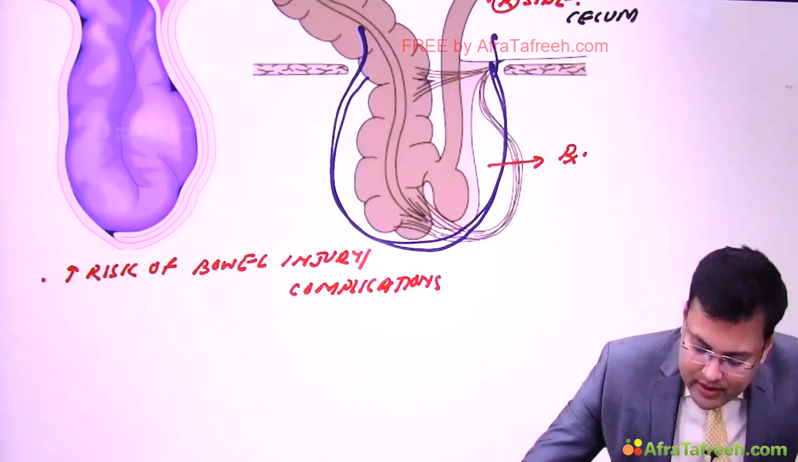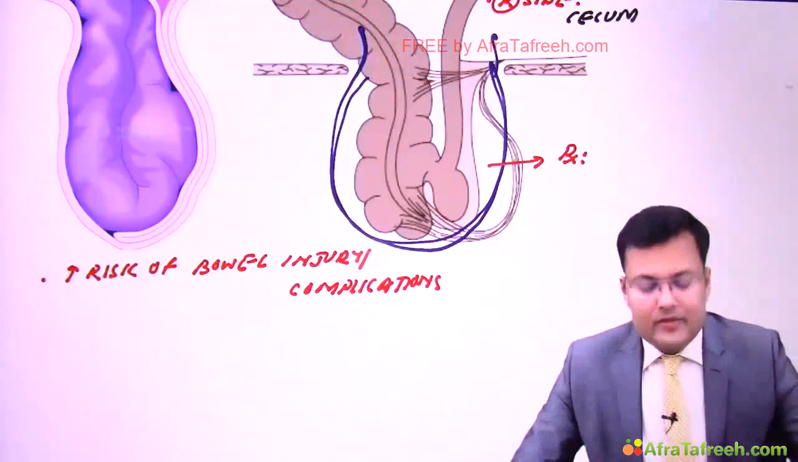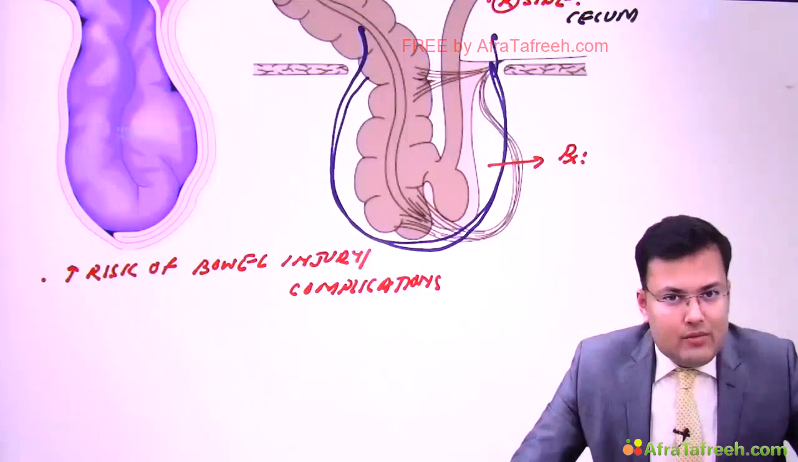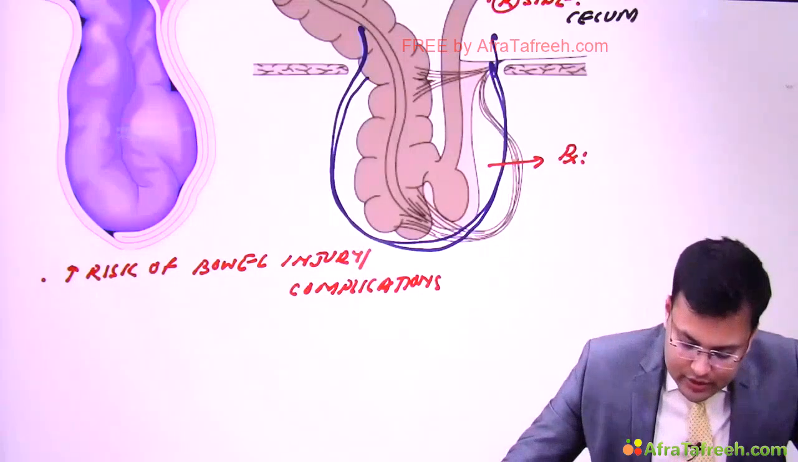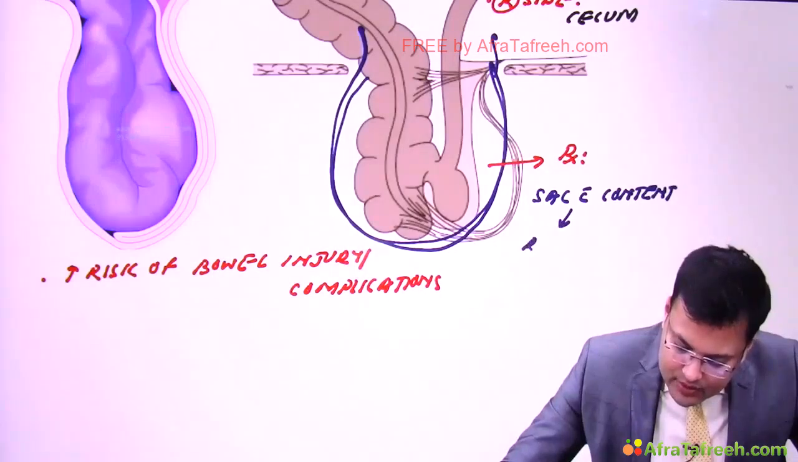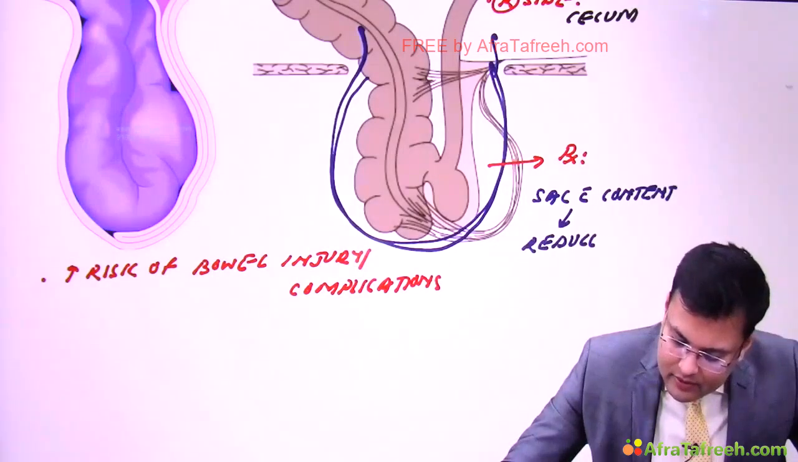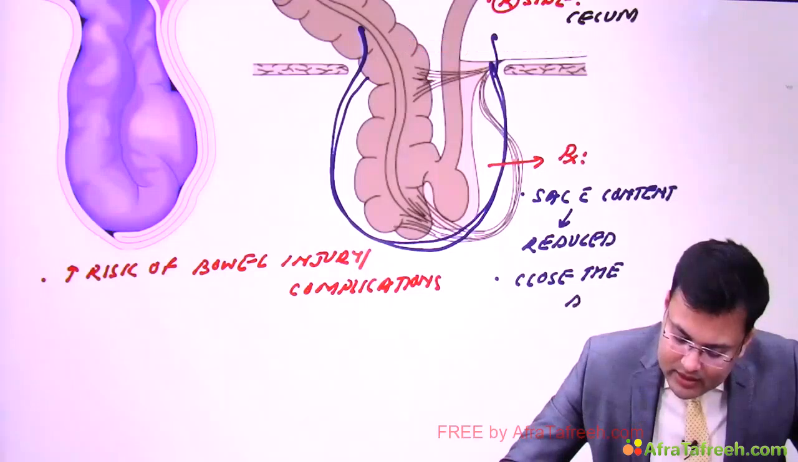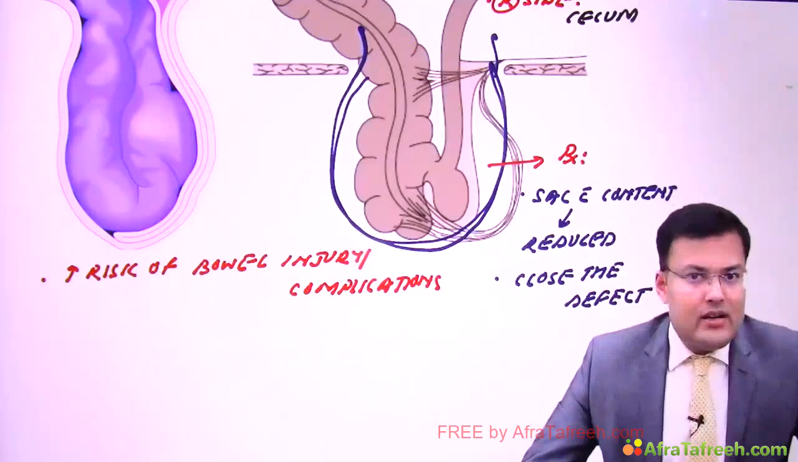And that's why the treatment is to invert the organ with the sac. So the sac with content is reduced back and the defect is closed. Clear? This is how we treat the sliding hernia, which is also known as hernia inglicid.